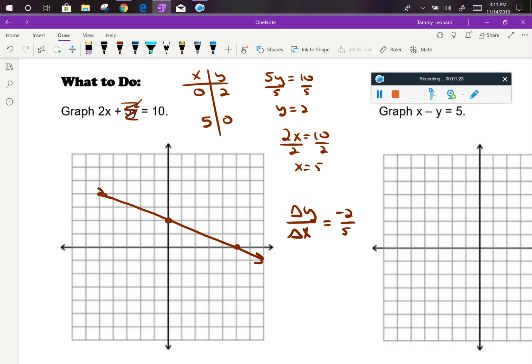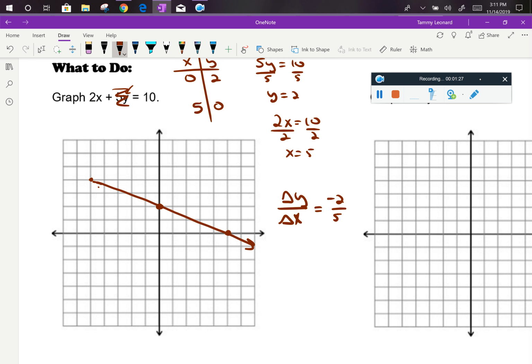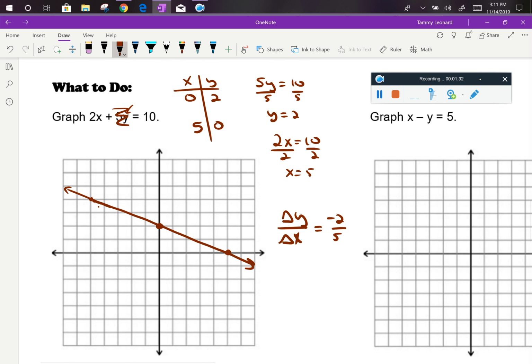Oh no. Let's try that again. There we go. That's the best I can do. I want to label each of those points, the point 0, 2 and the point 5, 0. Then I have a fully graphed line.